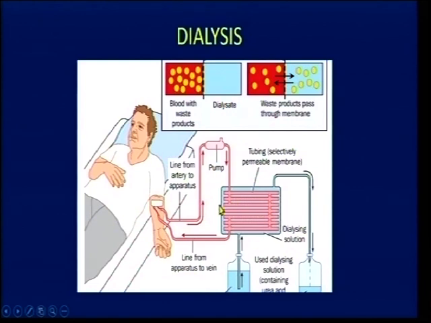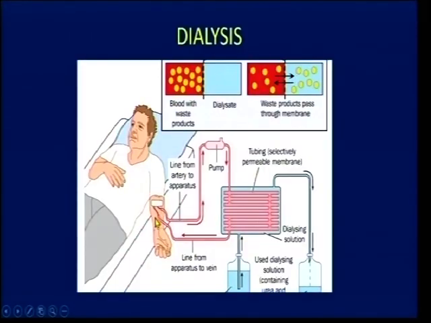So, it is mixed with the heparin and it is allowed to pass through the tubes. This box is filled with the dialyzing solution. This is acting like a semi-permeable membrane. So, it is separating the waste materials from the blood. The waste materials are separated and the blood is again taken out, mixed with anti-heparin and pumped to the vein. So, this is the process of dialysis.